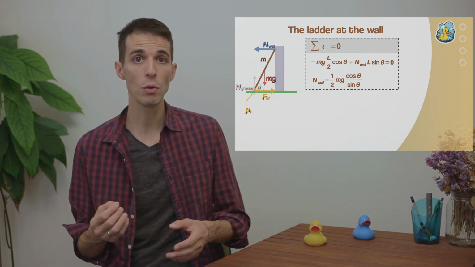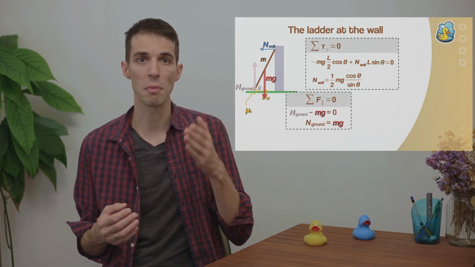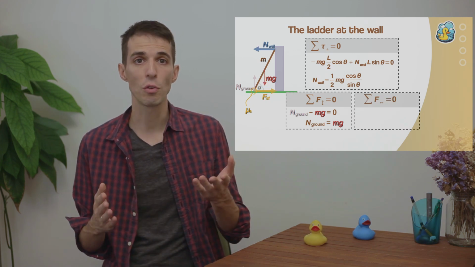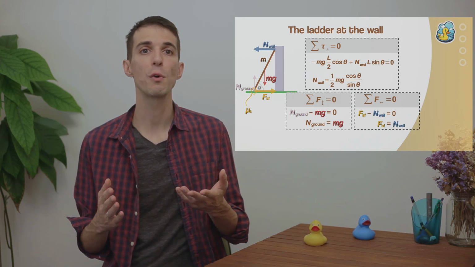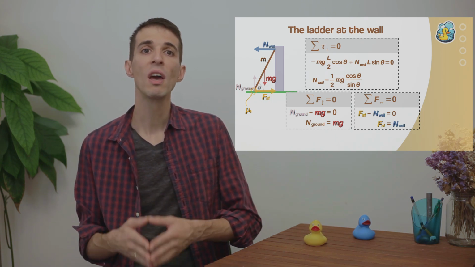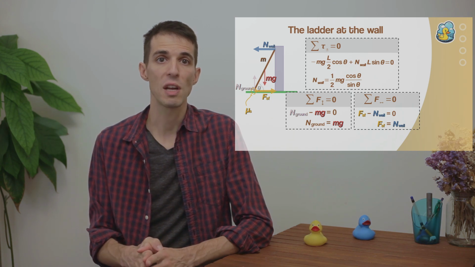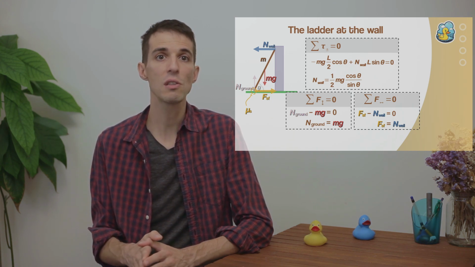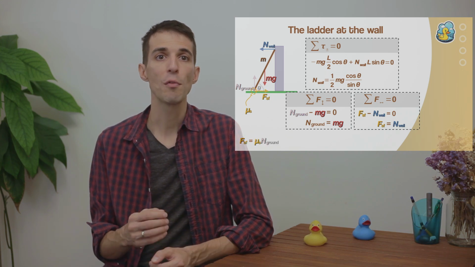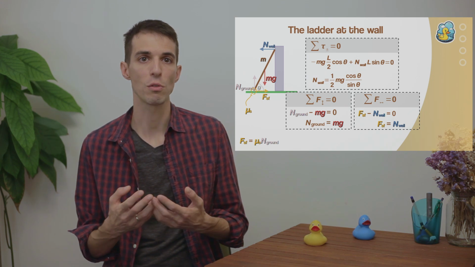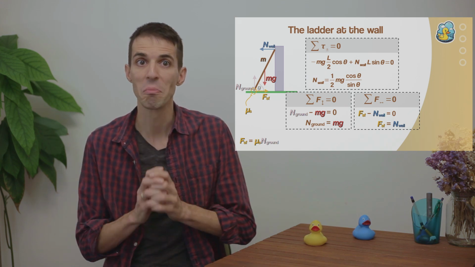Since we are in equilibrium, we know the vertical forces must balance, so N ground equals m times g, and the horizontal forces must also balance, F friction equals N wall. And we know about the nature of friction that it's proportional to the normal force at the contacting surfaces, in this case at the ground, by F friction equals mu times N ground, where mu is the coefficient of static friction we want to find.